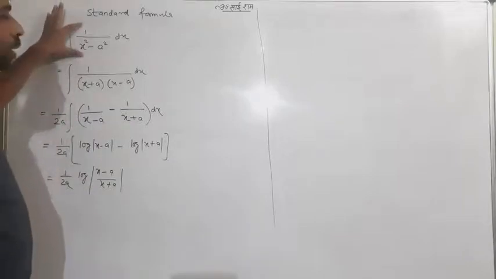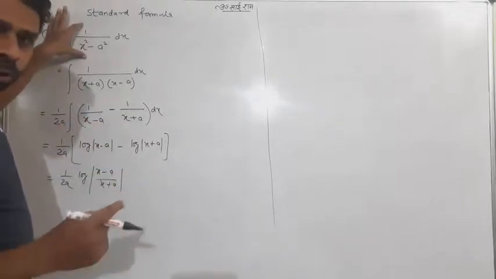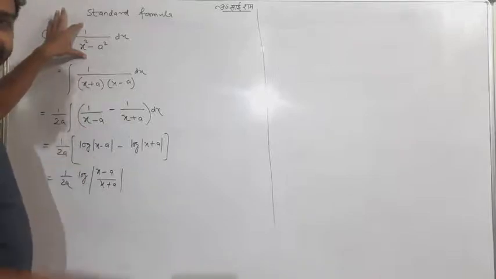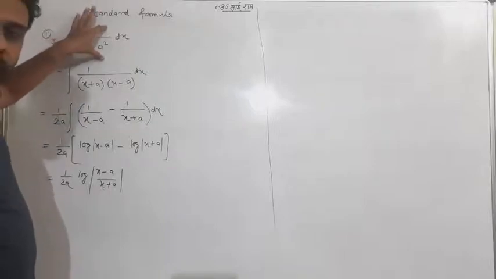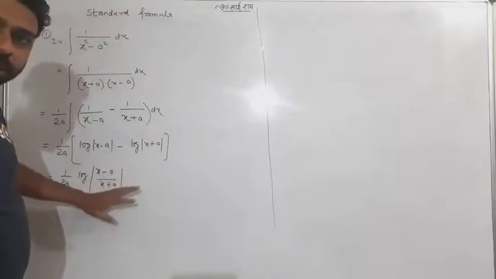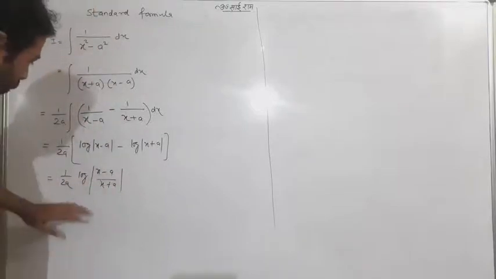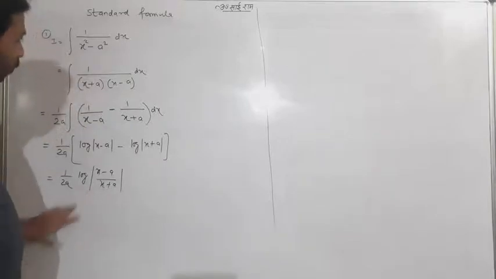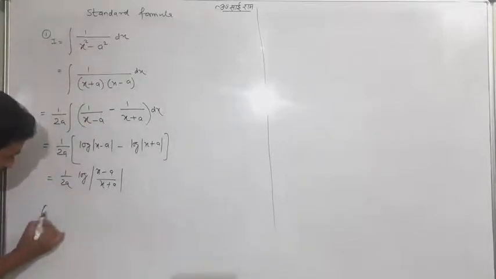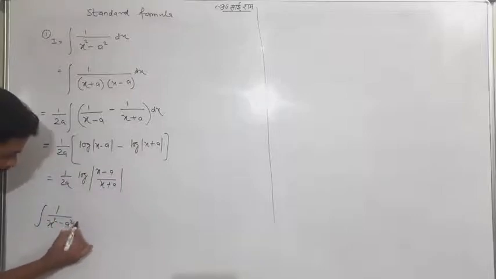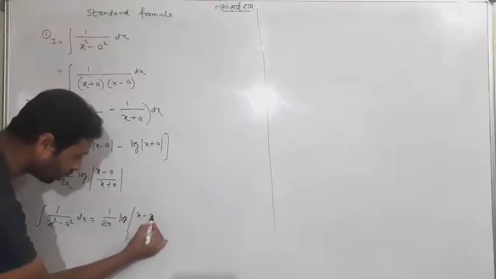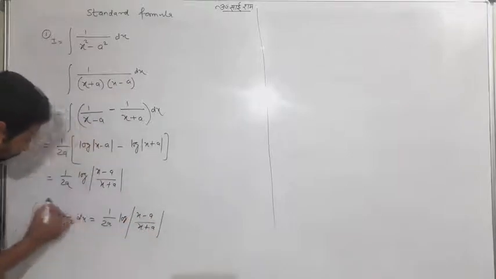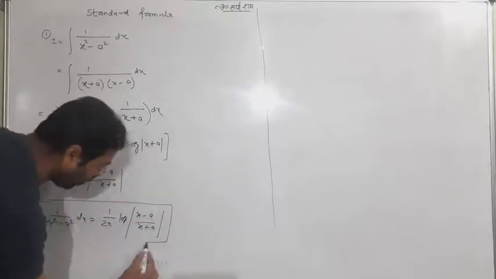I told you initially two things: that this is a question as well as a formula. When it comes in the exam as it is, and you're told to evaluate or find the value of the integration, you have to do all of this. Otherwise, you have to use the formula. I'll tell you later. Now this is the formula I derived here: 1 upon x square minus a square is 1 by 2a log of x minus a upon x plus a. And this is the very first formula of the day.